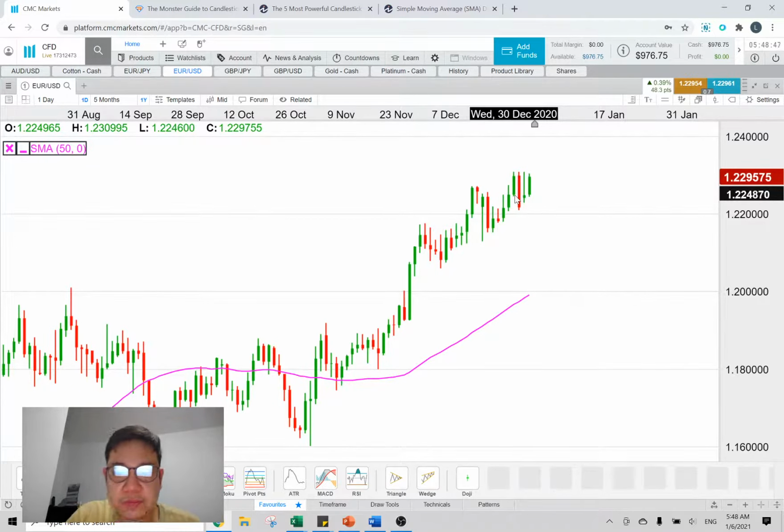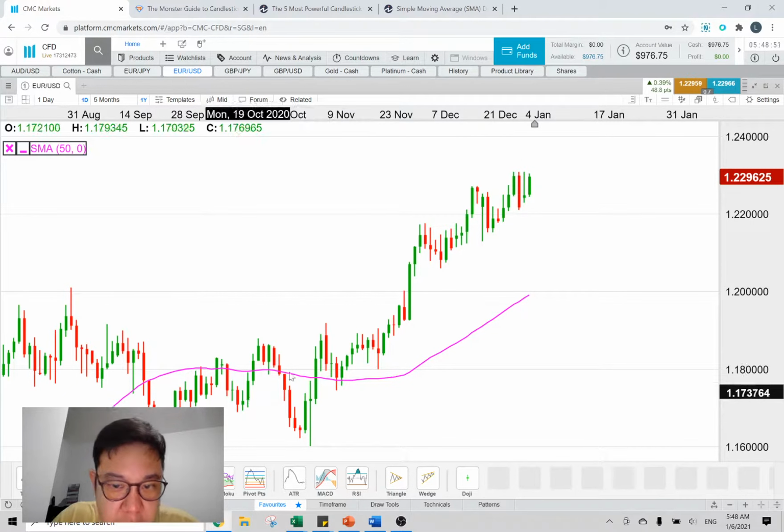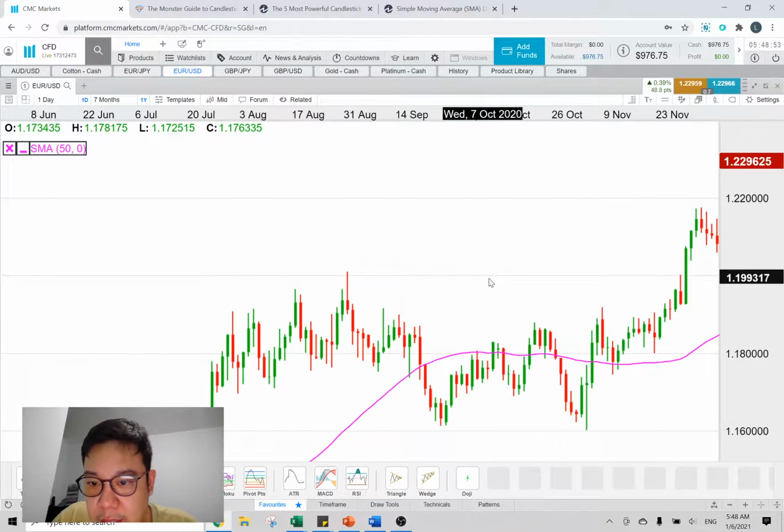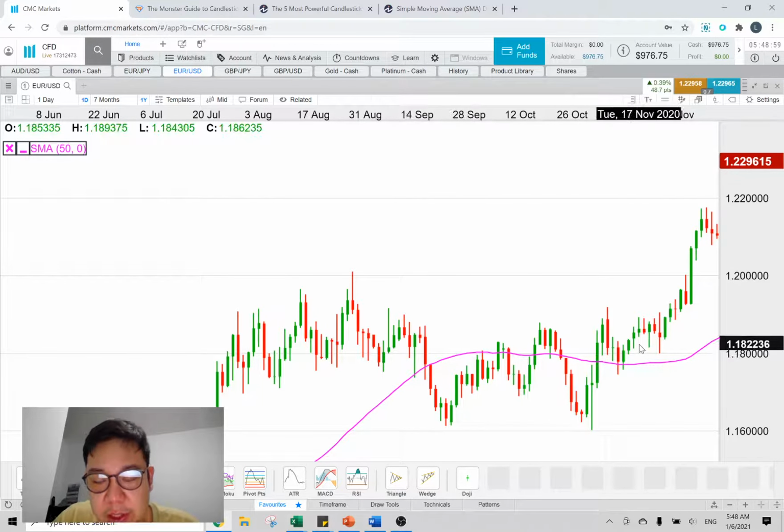Yeah, so that's how, when you add up everything, right, then you will get this trend. But this is 50 days. You see over here, 50 is add up all the 50 bars and then average out.